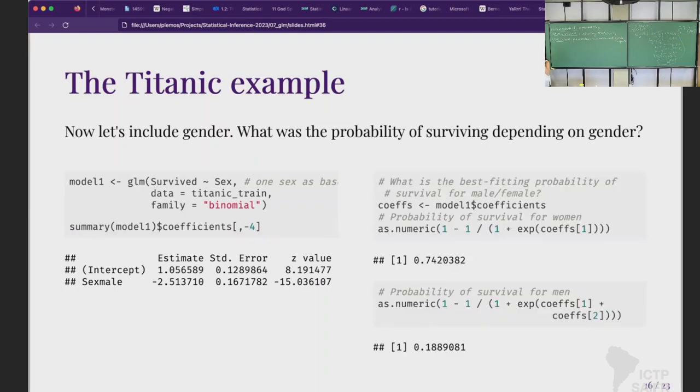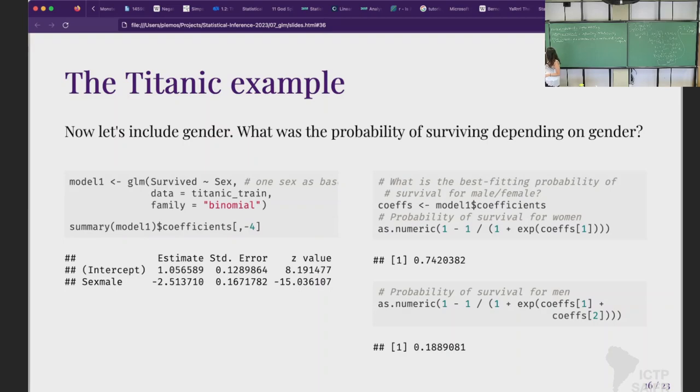So again, what this looks like now, we don't have an expectation like we did before for the overall survival. But now what we have, we again plug in the coefficients. That's why I did it that other way there. It's the same thing. The probability of survival for women is the first coefficient, which is the intercept. And so women had a 74% chance of surviving the Titanic.